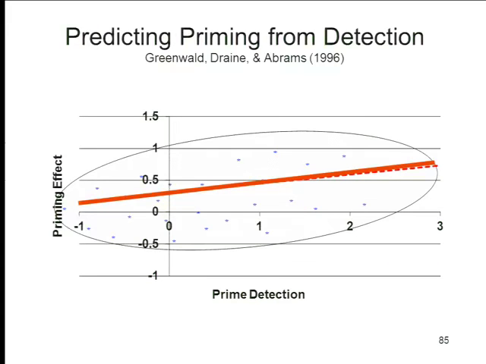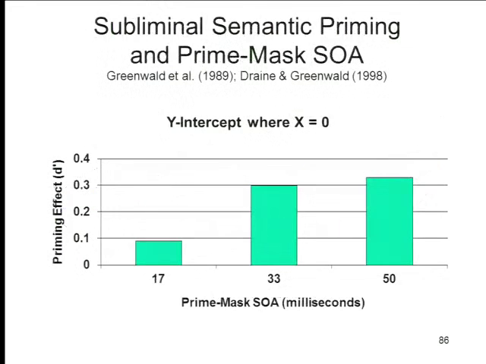But there are tricks. I showed you these slides before. I'm building up to something here. If the prime has to last for at least a little bit of time, here they've inserted the mask only 17 milliseconds after the presentation of the prime, and you don't really get any priming effects. So the prime has to be on long enough so that you can do some processing with it.